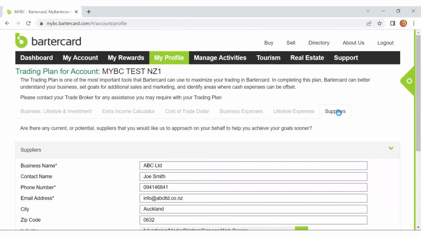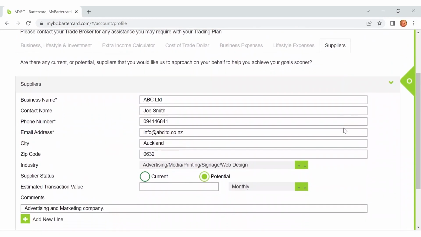Suppliers. Are there any current or potential suppliers that you would like us to approach on your behalf to help you achieve your goals sooner? Simply enter the details of the supplier you wish to do business with and discuss with your Bartercard representative when you meet next. Please contact your business development manager for any assistance you may require with your trading plan.